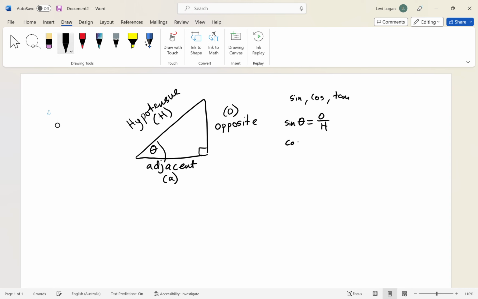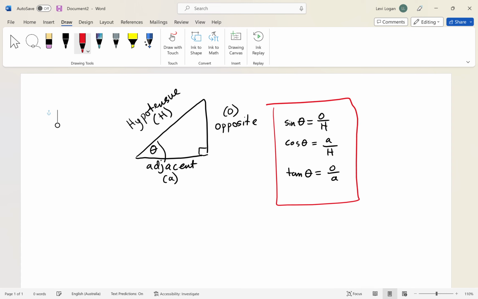Cos theta is equal to the adjacent side divided by the hypotenuse. And tan theta is equal to the opposite side divided by the adjacent side. So if you want to copy these down, I would copy these down because these are extremely important. So basically you kind of have to remember these, and the best way to remember them is using a thing called SOHCAHTOA. So just remember this acronym, SOHCAHTOA.